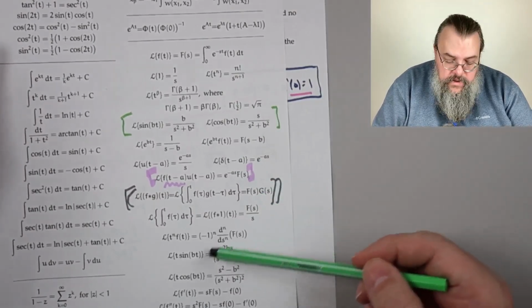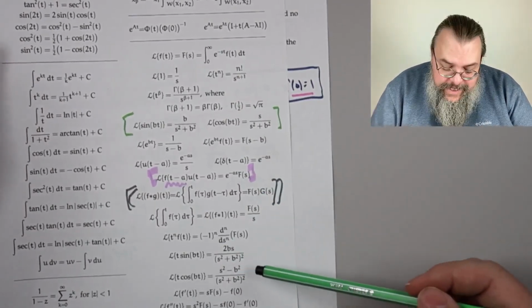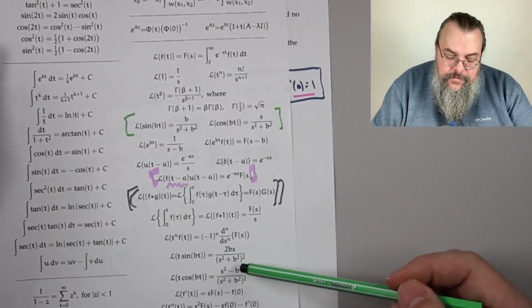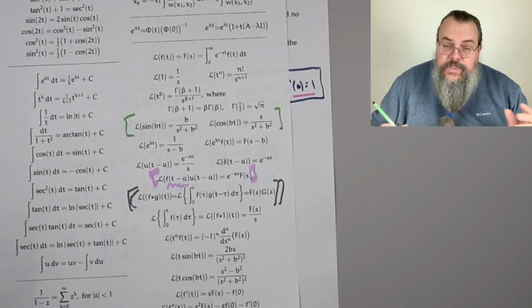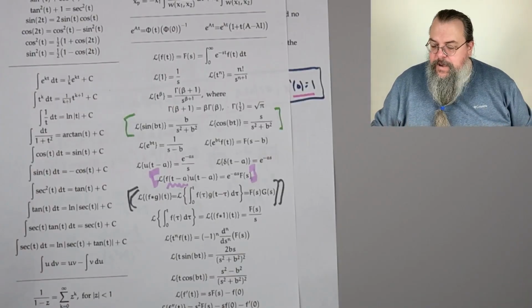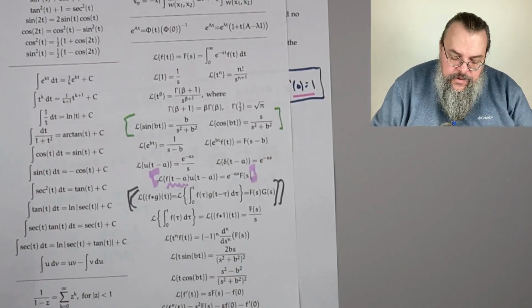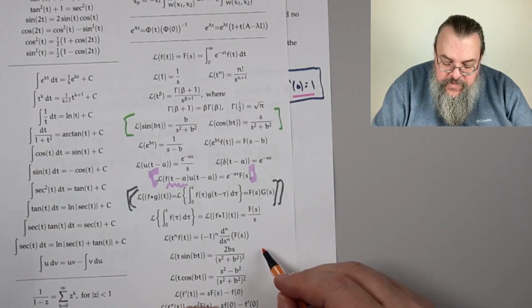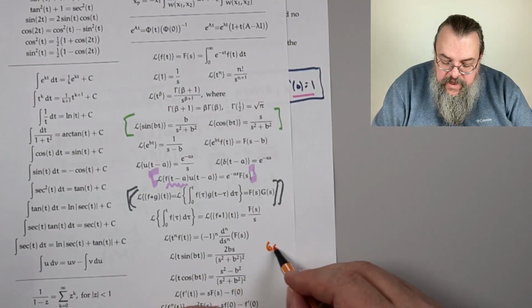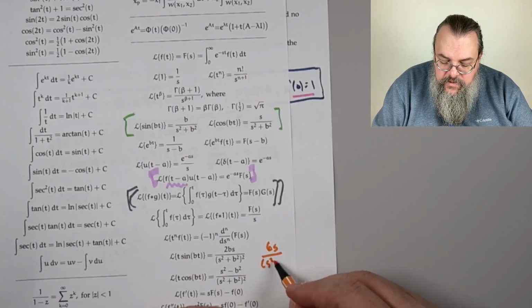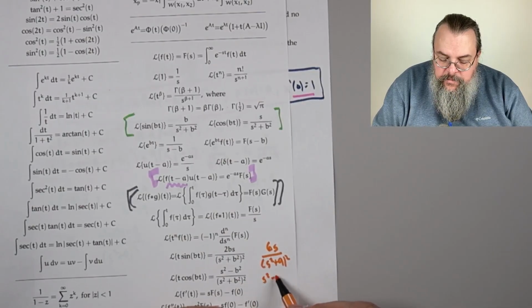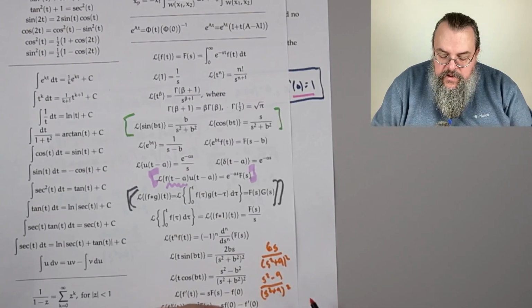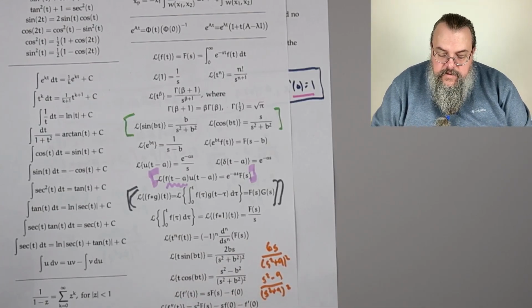Wait, what? Oh my. There, look at it. You've got an s squared plus 9 squared. So imagine, and to help us imagine, we'll write it down. Suppose we put in b equals 3. So this would become 6s over s squared plus 9 squared. And here you'd have s squared minus 9 over s squared plus 9 squared. So, okay, well that's something.